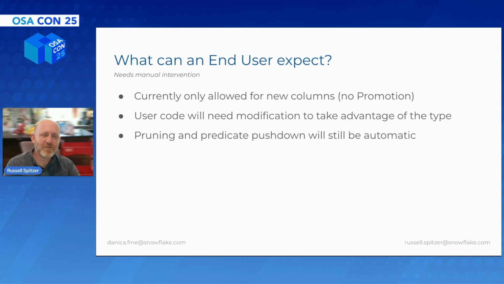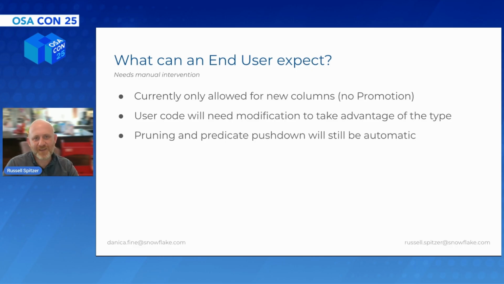As an end user, again, if you want to take advantage of geometric types, you do need to add new columns to your table. You have to add new code that actually uses this. But once you've done all of that, your engine should be able to take advantage of the pruning and predicate pushdown automatically. So there shouldn't be any extra work once you've got your data in. Once you have it in, any predicates you push down to this geometric type will automatically prune the correct files.